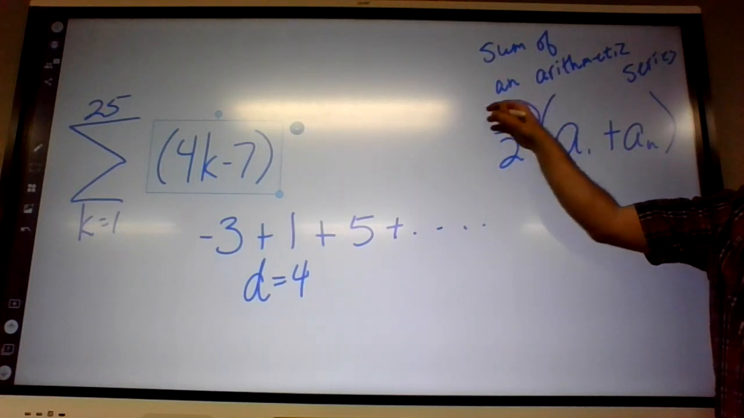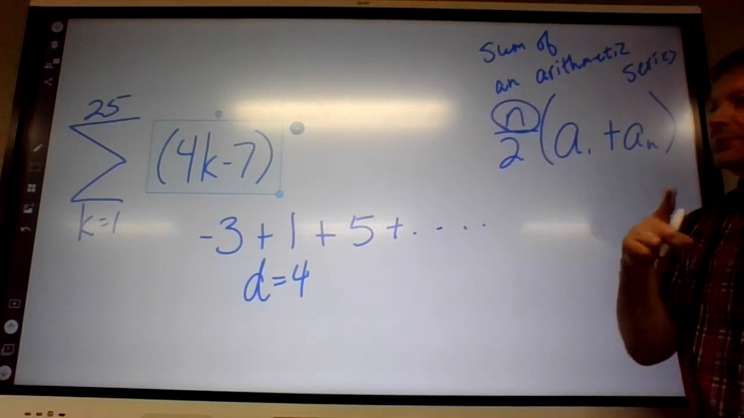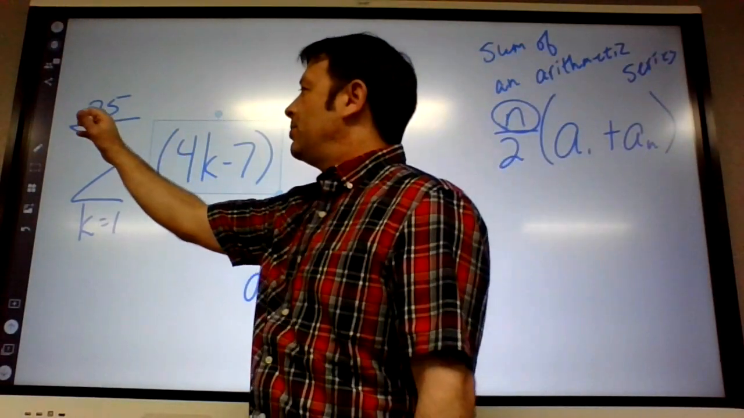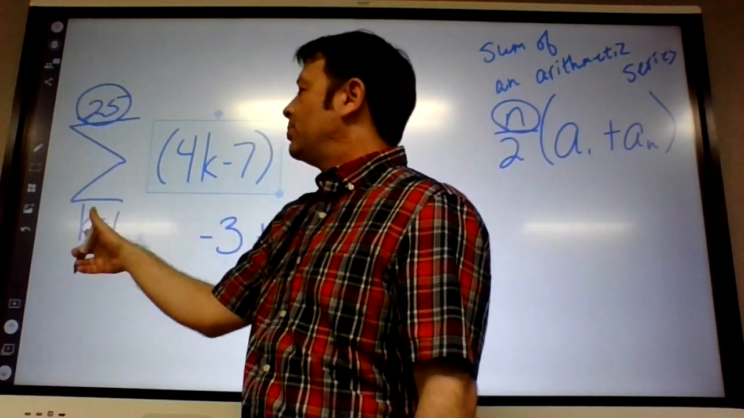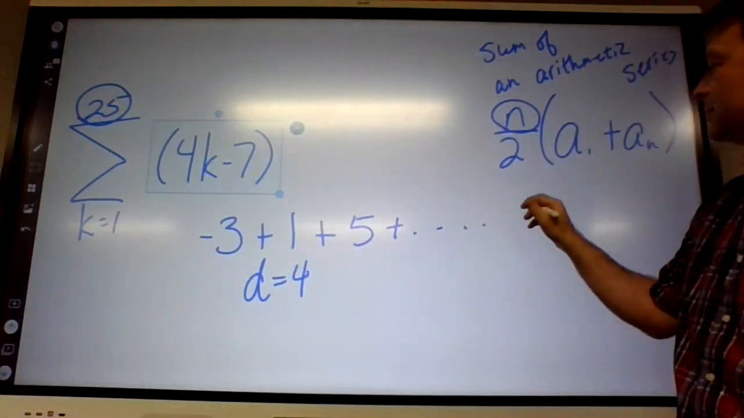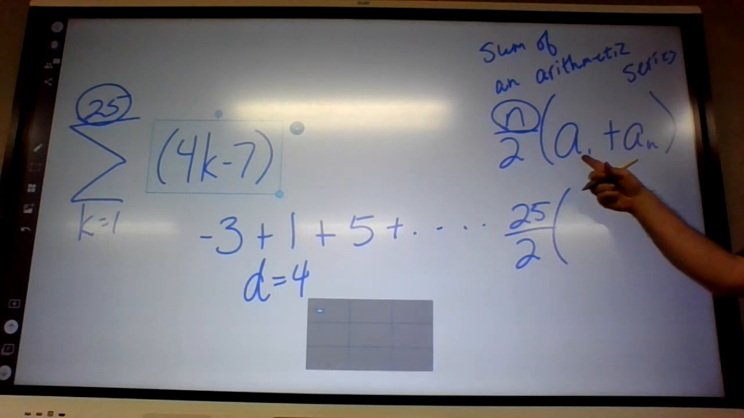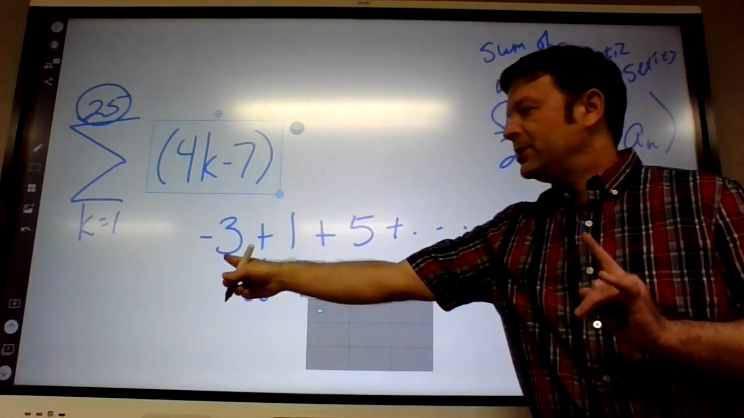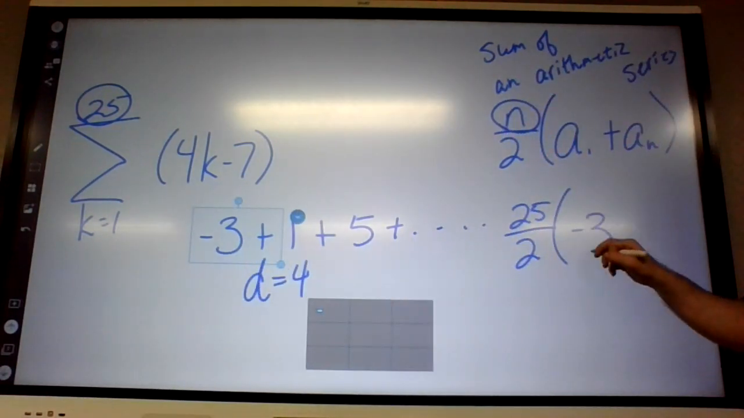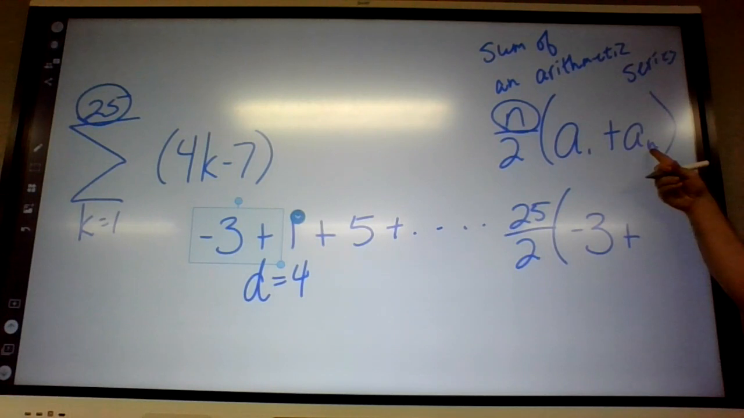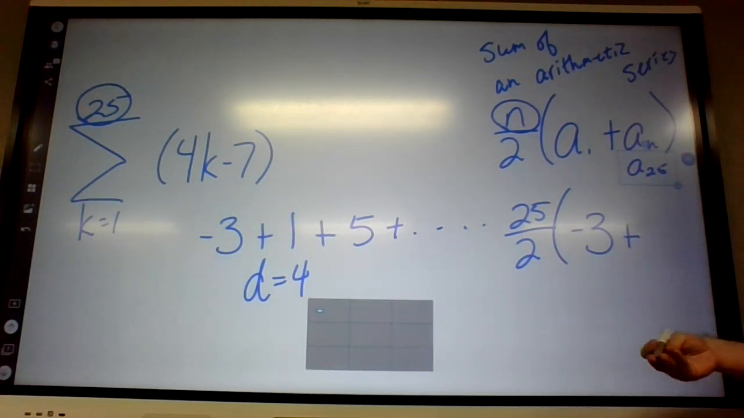Okay, what does n stand for, by the way? Number of terms. So in this case, it is 1 to 25, so it's 25. So it's 25 over 2. What's a sub 1 stand for? The first one, means the first term. So that would be -3 plus what's a sub n stand for? So the last one. Yeah, because n is like 25, that's the number that we're adding. So a sub 25 or the last term in the series.